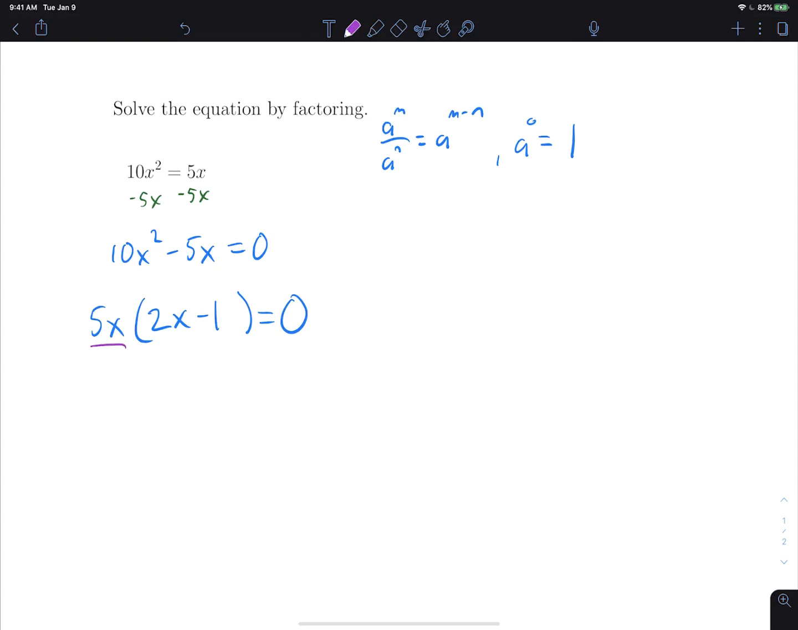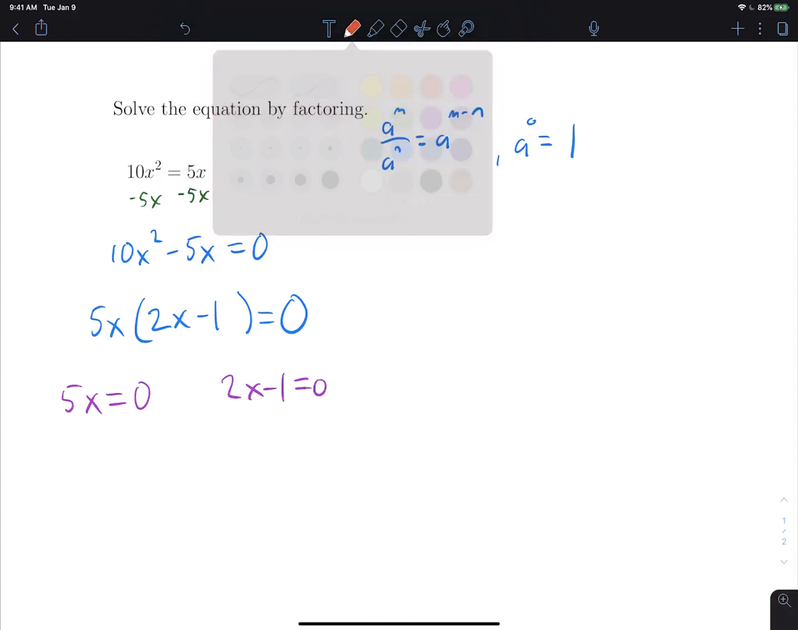So the first factor is 5x, set it equal to 0. The second factor is 2x minus 1, set it equal to 0. And then solve. Notice that for the first one, you just divide by 5. But what is 0 divided by 5? Yeah, you can type it into the calculator if you want, but it's just 0. If 0 is in the numerator with some number in the denominator, it's always 0. But if 0 is ever in the denominator, it's undefined.